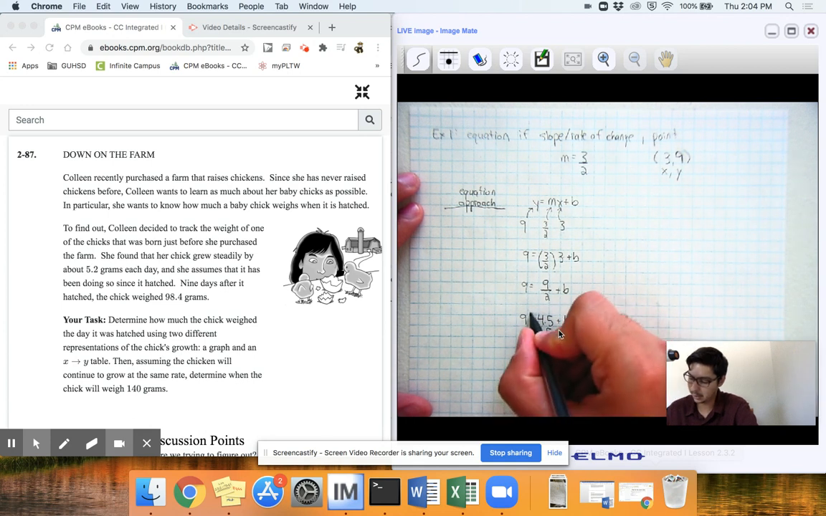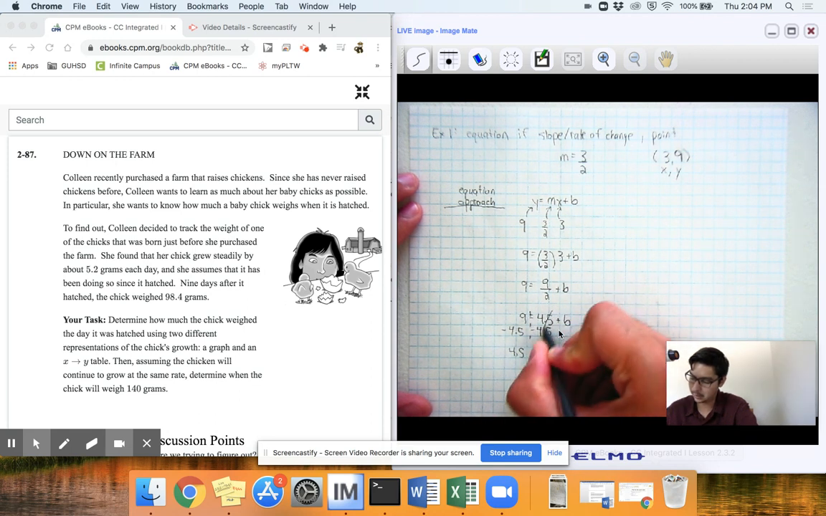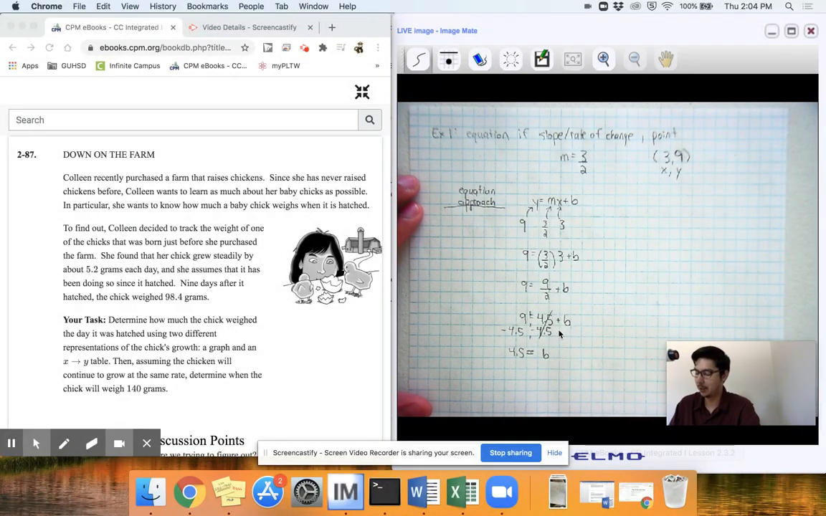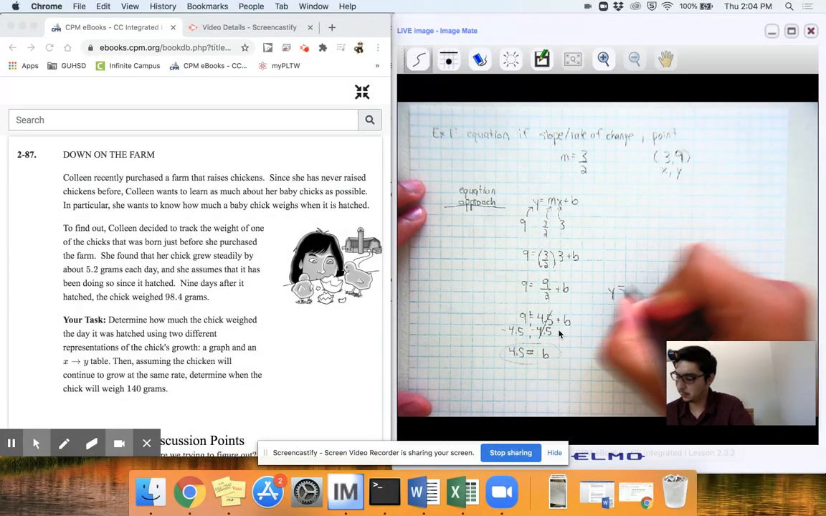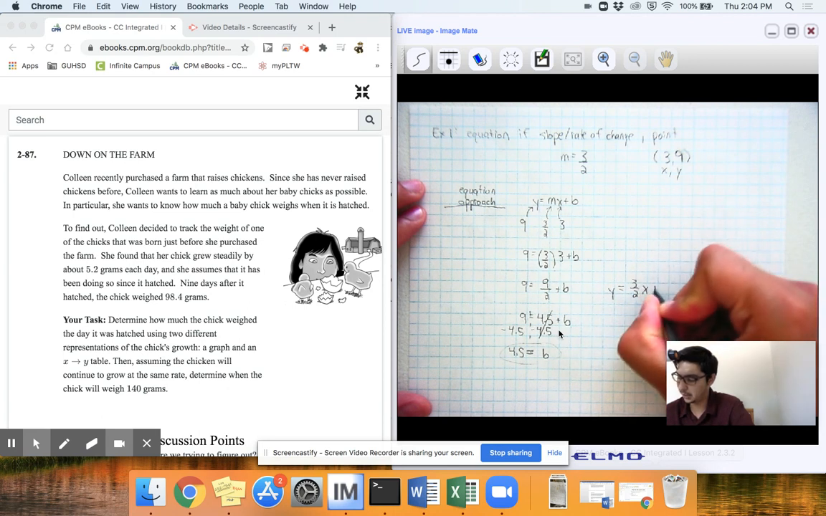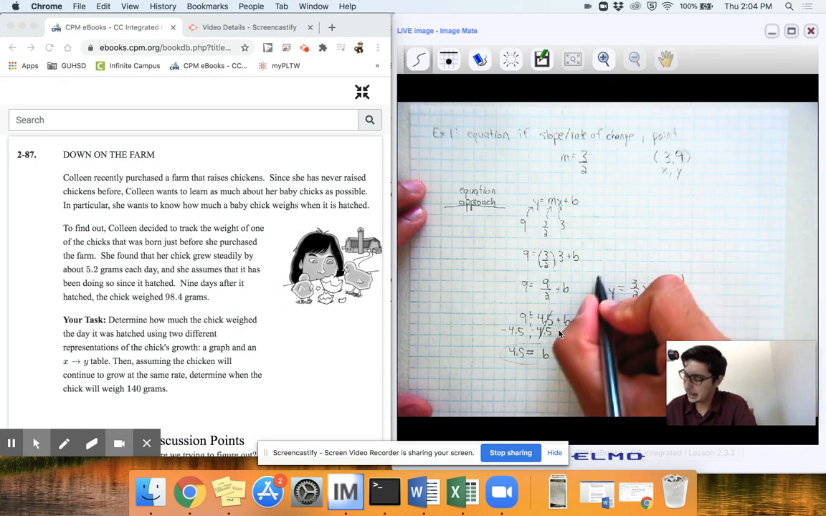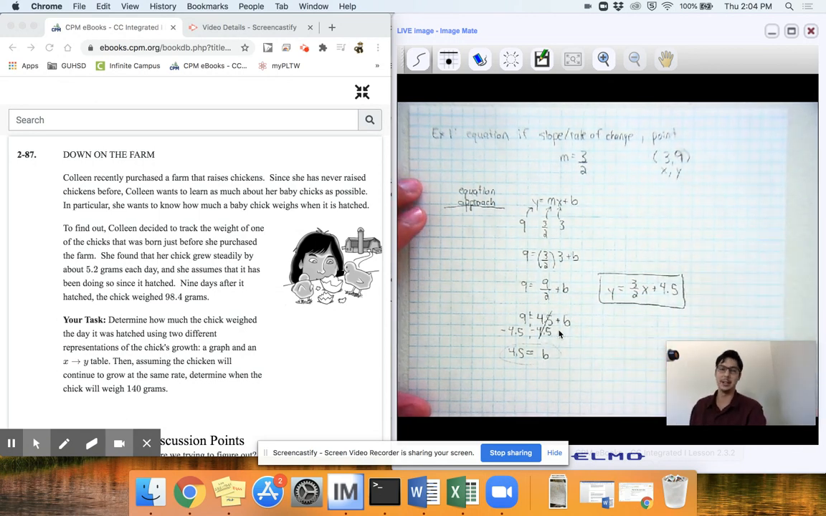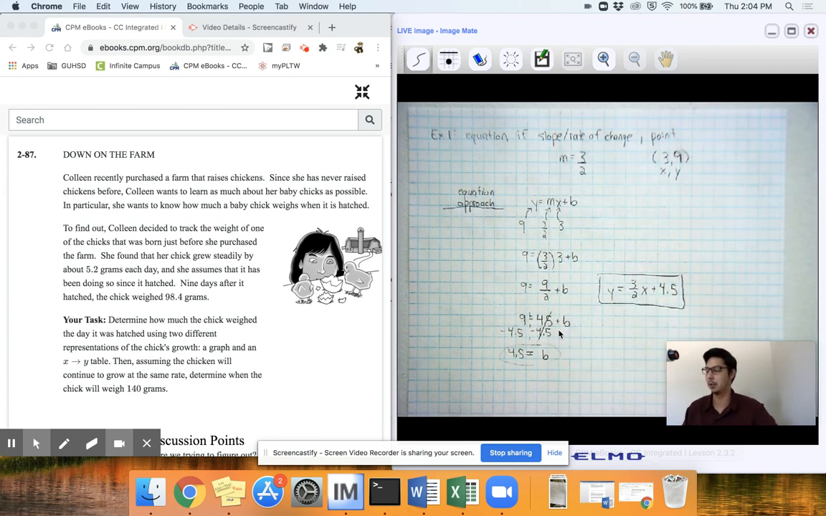If you do it to one side of the equal sign, you have to do it to the other. 9 minus 4.5 is 4.5. That goes to 0, and we're just left with 4.5 equals b. And with that, we can write the equation of y equals 3 over 2x plus 4.5. And there it is. So given a slope and a point, we can get the equation and the starting value.